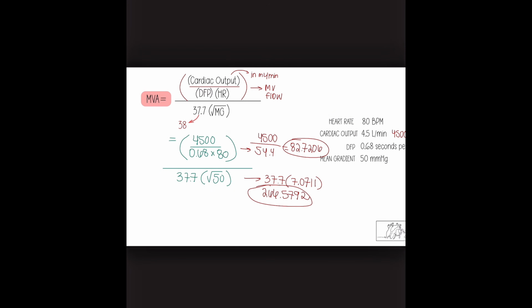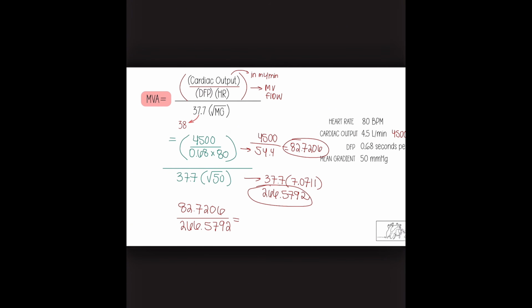So let me just check my math real quick. Cardiac output's 4,500, 0.68 times 80 in the denominator is 54.4. 4,500 divided by 54.4 is 82.720588. So that was correct. So 82.7206, which is your mitral valve flow. This is what happens when you make up numbers. You might not really get something super accurate.